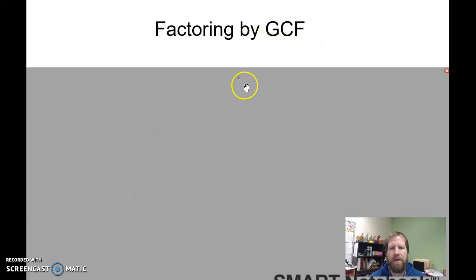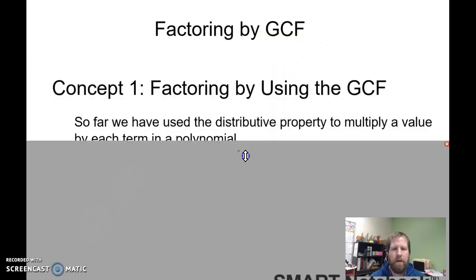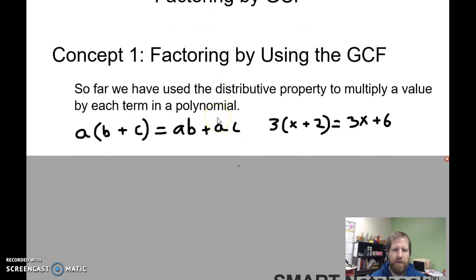Factoring by greatest common factor. Alright, so our first concept is going to be factoring using the greatest common factor for polynomials. We're pulling out a monomial, or one value, from a polynomial.